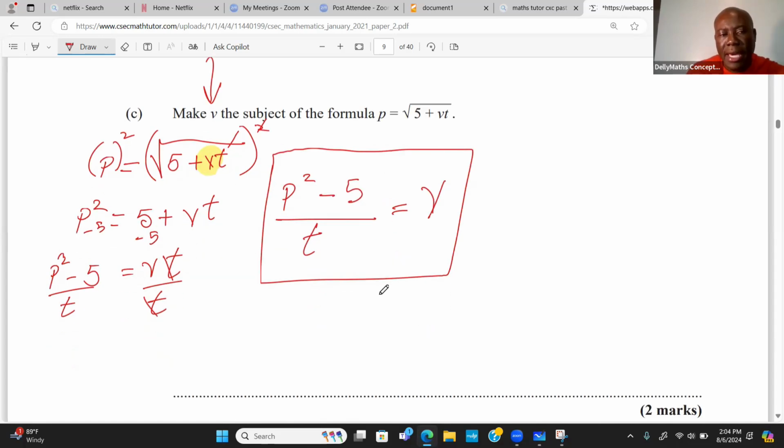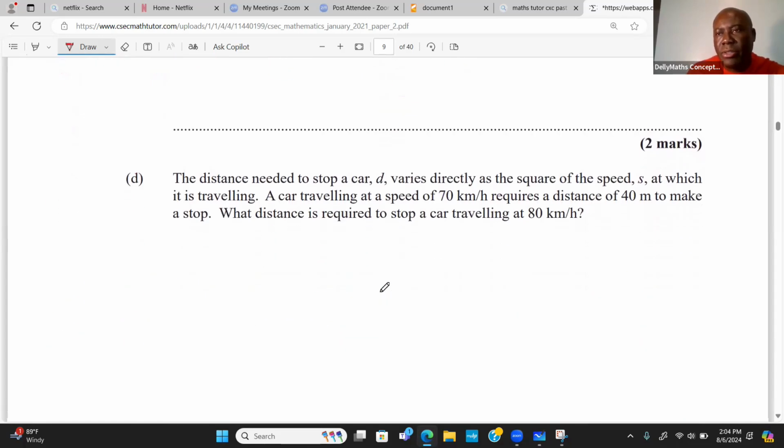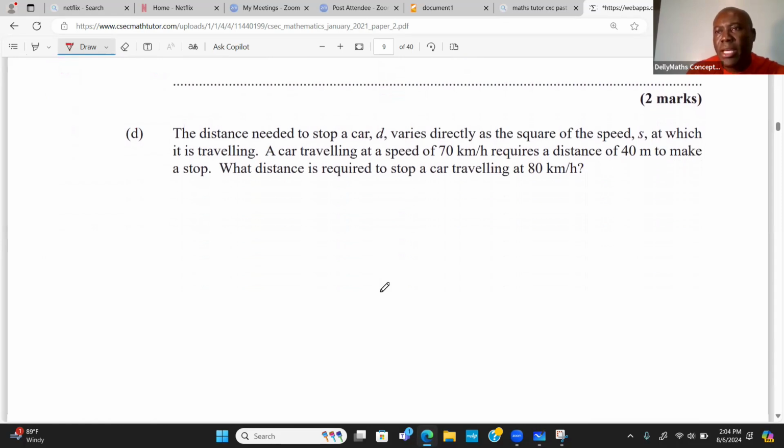All right, let us take a look at the last question. This last question here is a variation question. It reads, the distance needed to stop a car, D, varies directly as the square of the speed S. These two variables are very important. A car traveling at 70.